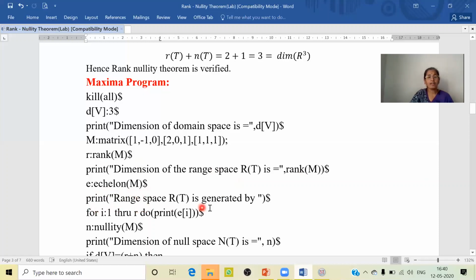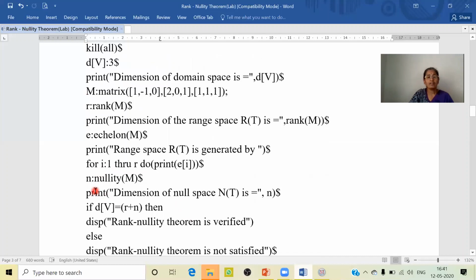Range space R of T is generated by, so we are using the for loop here to express the basis elements, which are nothing but the non-zero rows of the echelon form of the matrix. The number of non-zero rows is given by the rank here. So let us take I running from 1 through R, where R is the rank of M, and let us print the non-zero rows, which are represented by E of I.